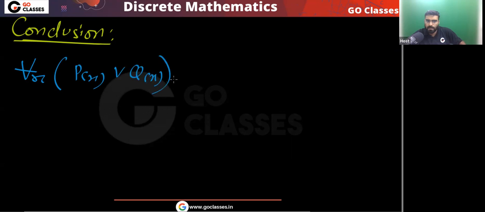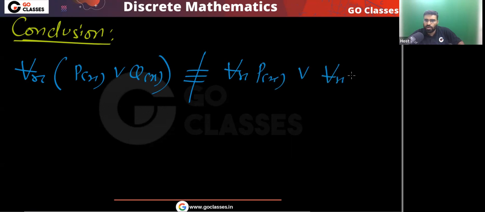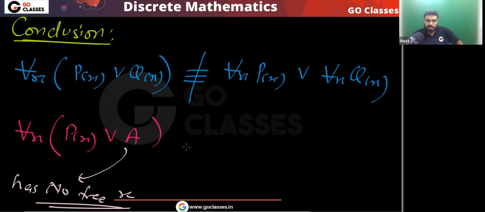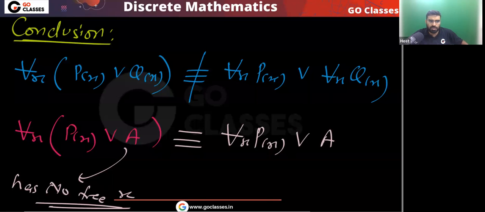This is the conclusion that if you have this expression for all x, p(x) or q(x), we know this is not equivalent to for all x p(x) or for all x q(x). But we have seen that if some part has no free variable x, like if this A has no free x, then in this situation, this is actually equivalent to for all x p(x) or A. Understood? Is this clear? And these proofs are very easy.